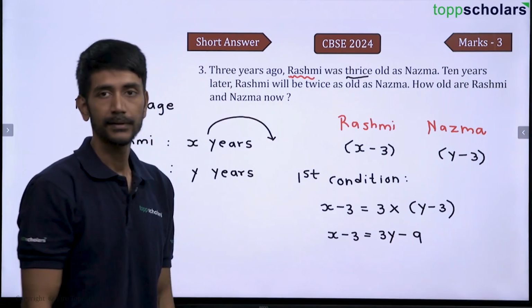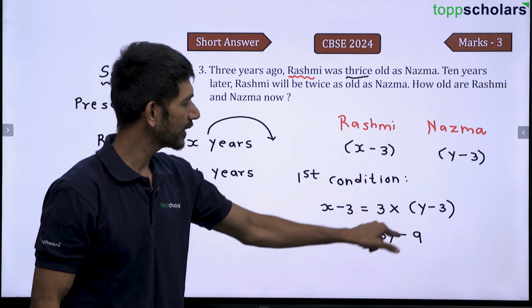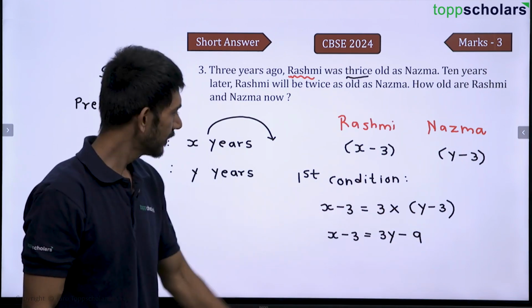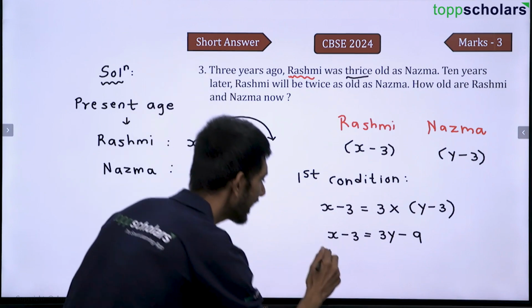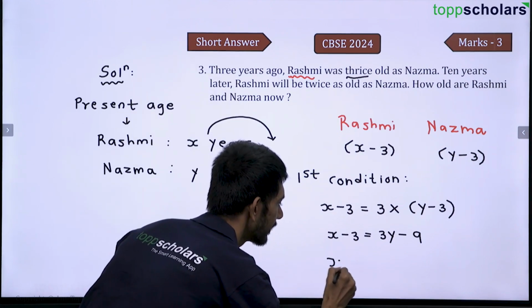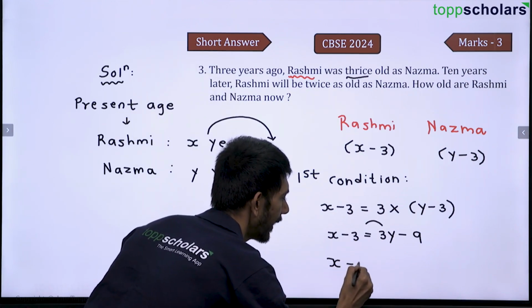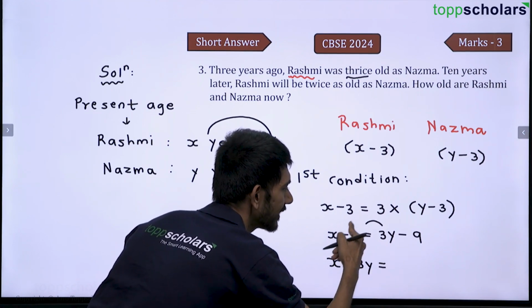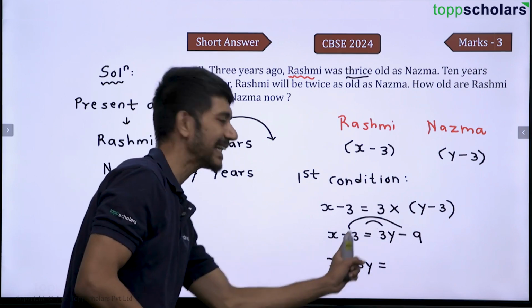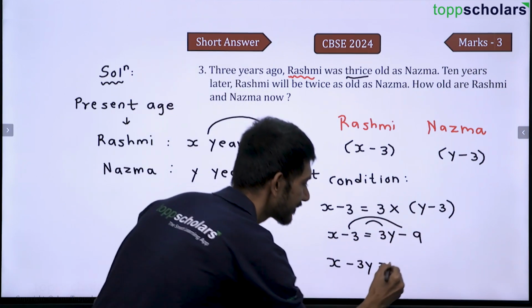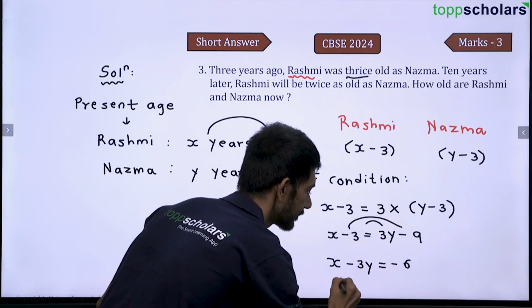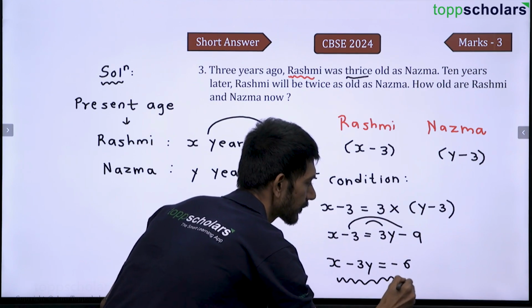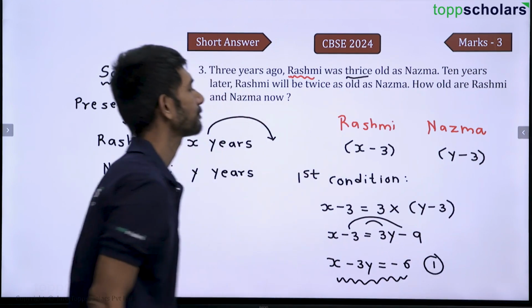minus 9. So multiplying 3 inside, 3 into y is 3y, 3 into minus 3 is minus 9. You can shift 3y to the left hand side. I get x, shift 3y here, minus 3y. This is minus 9. Minus 3 goes to the right hand side. Minus 9 plus 3 is minus 6. This is our first equation.